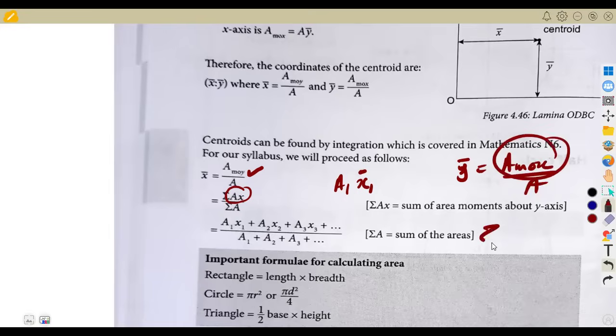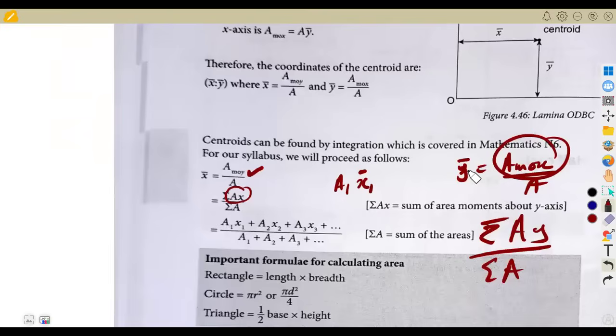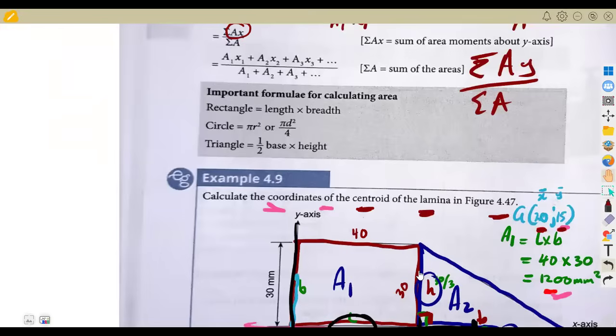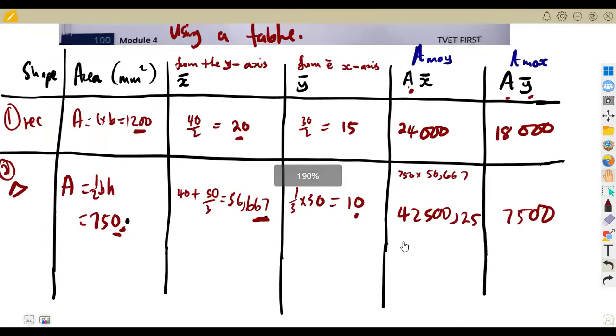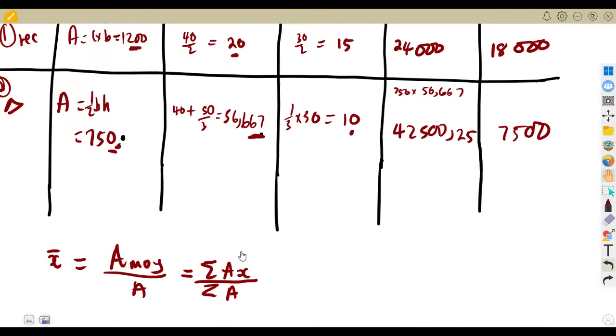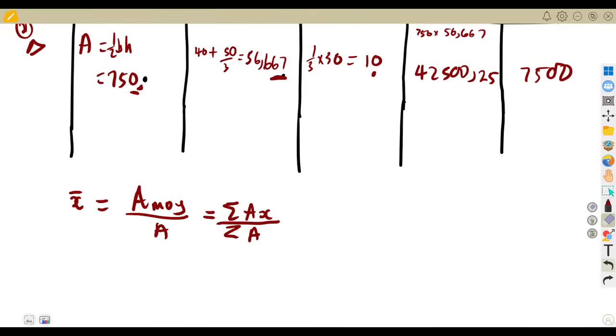But this area moment for X is the sum of the AX over the sum of the area. So this is what I'm trying to explain on this part here, down here. Sorry, guys, I'm thinking it's another page. We are still on the same page, just down here. So this one is the product that we are having: the area and the X, the area, the X, the area, the X, and so on.